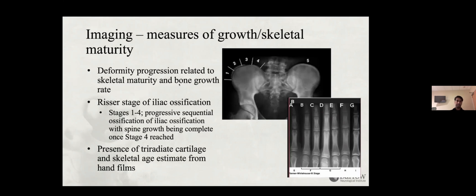So there's the Risser stage of iliac ossification, where a stage 4 or 5 indicates complete ossification and more stability of bone growth, and also the presence of triradiate cartilage. So the purpose of all this is just to show that an evaluation really does involve a holistic assessment of the patient.